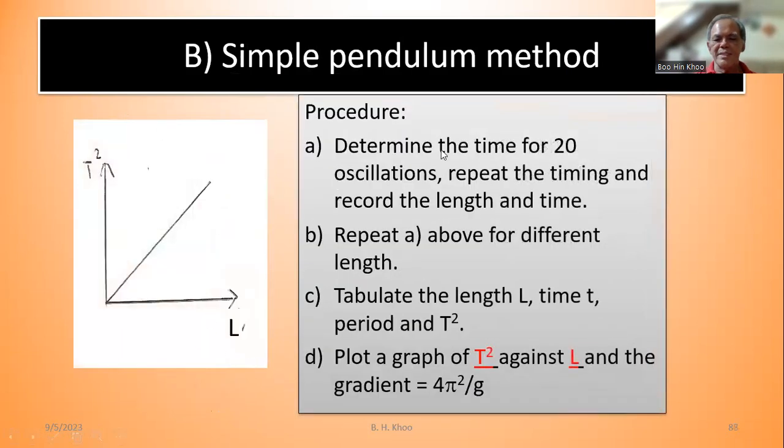Determine the time for 20 oscillations. Repeat the timing and record the length and time. Repeat the above for different lengths. Tabulate length, time, period, and period squared, and then plot a graph of T squared against L. And we can calculate the gradient, and the gradient equals 4 pi squared over g. Then you can calculate your g.